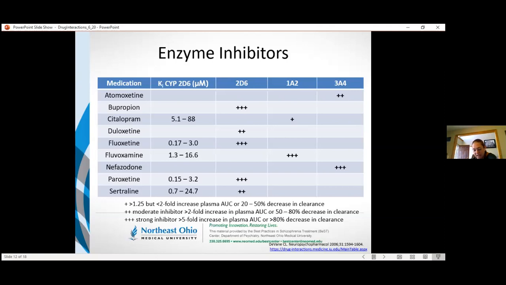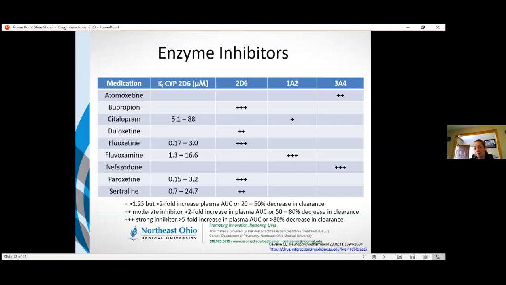So this same table from Indiana University, they've actually done additional studies related to the enzyme inhibition, and they've created another key where the 1+ is for inhibitors that increase the plasma area under the curve, so the amount of medication that is being delivered, under twofold, so more than 1.25 but less than 2, or they see a 20 to 50% decrease in clearance. So we're definitely seeing an impact, but maybe not quite as significant.